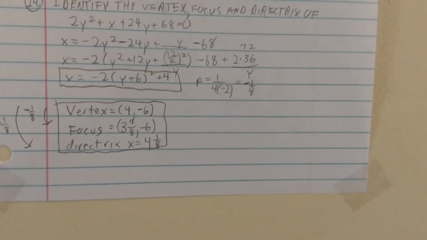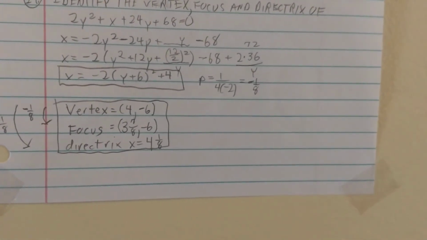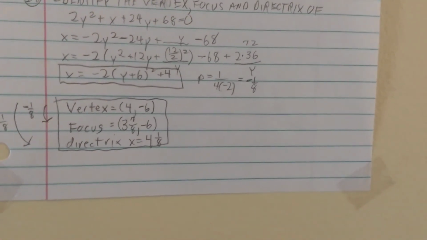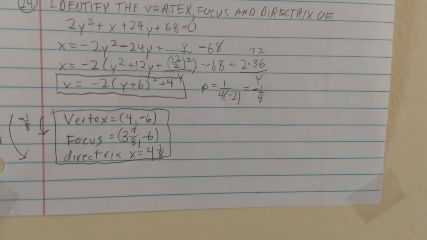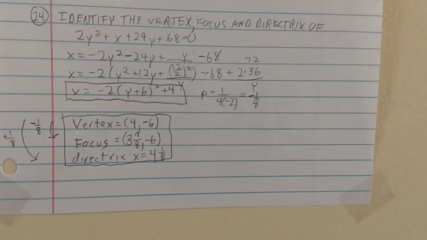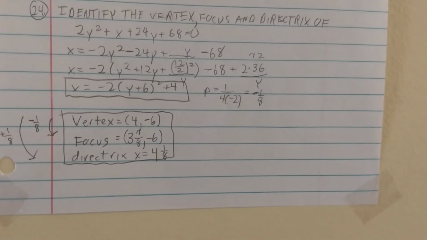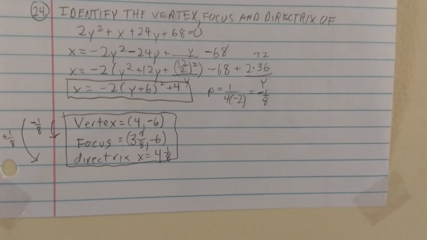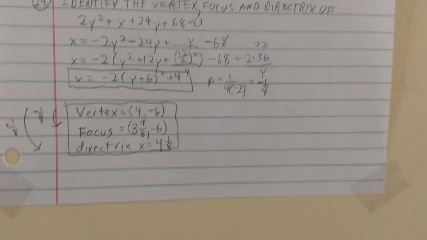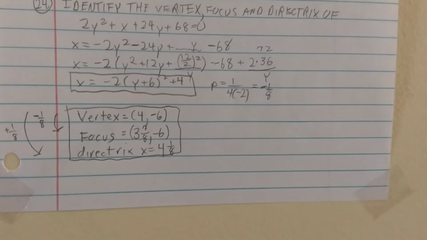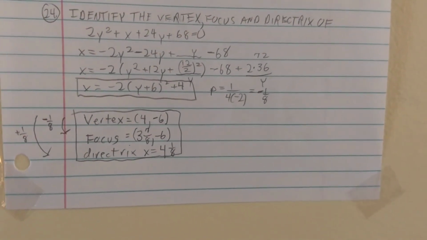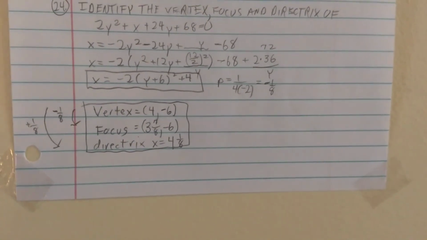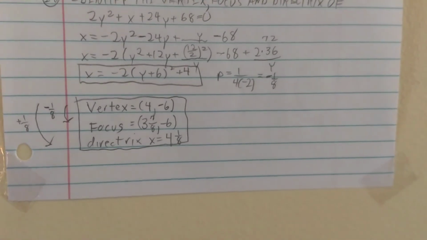Now remember, a is 1 over 4p, and p is what I'm looking for. So p is 1 over 4 times negative 2, the a being the negative 2 in front of the (y plus 6) squared. So that's how we get negative 1/8.